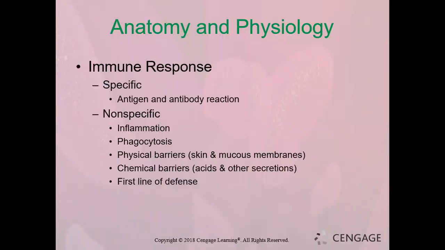So there are two basic responses when something happens. We have a specific response and a non-specific response. A specific response is a specific antigen and antibody reaction. So that would be like if somebody gets chickenpox and you've had it before, your body's going to send out the very specific thing that's going to kill that, because it knows what it is and it knows how to do it.